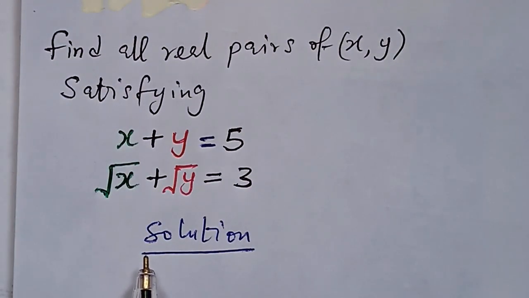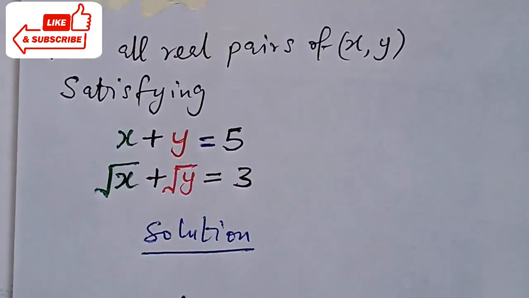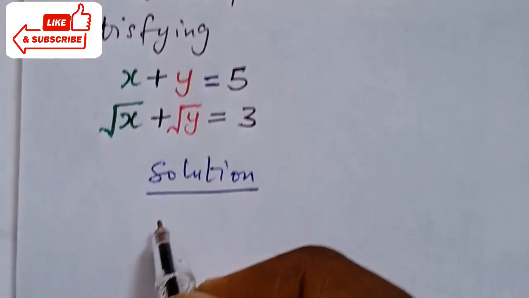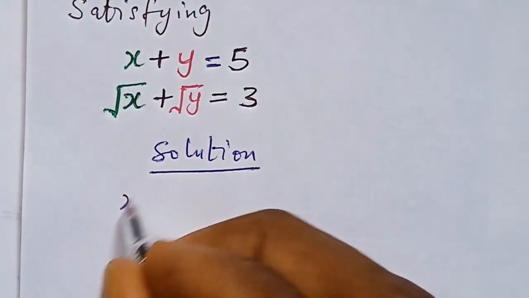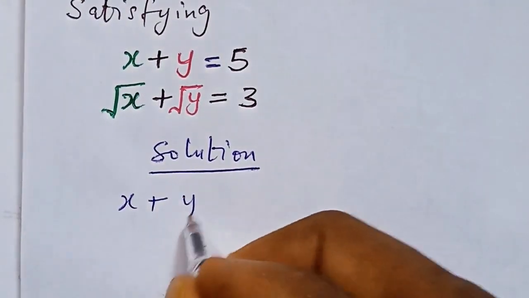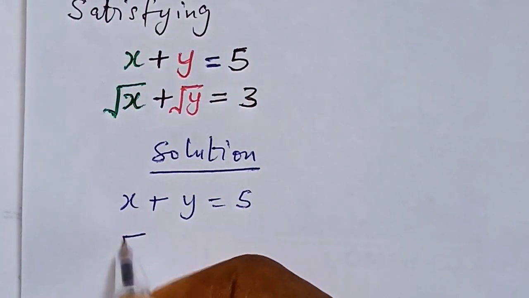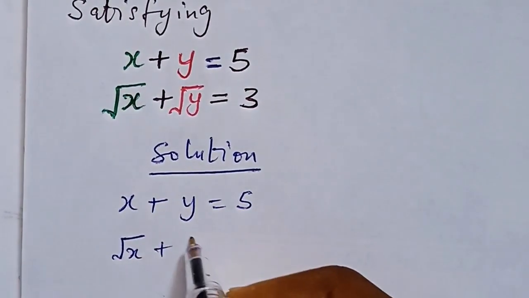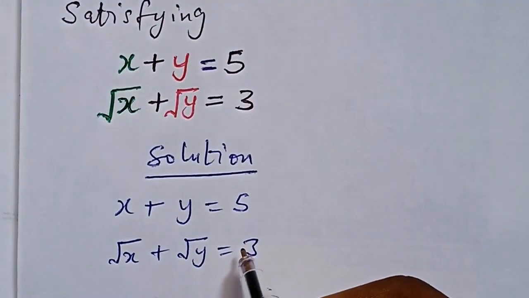Let's solve this interesting equation. We are asked to find all real pairs of values of x and y satisfying this equation. So we have our solution from the question. We have x plus y equals 5. Then square root of x plus square root of y equals 3.